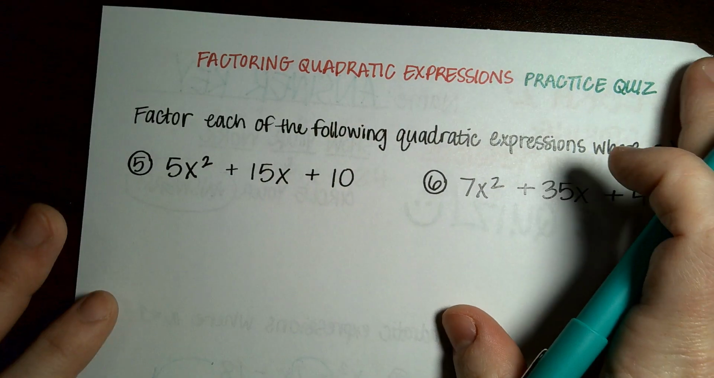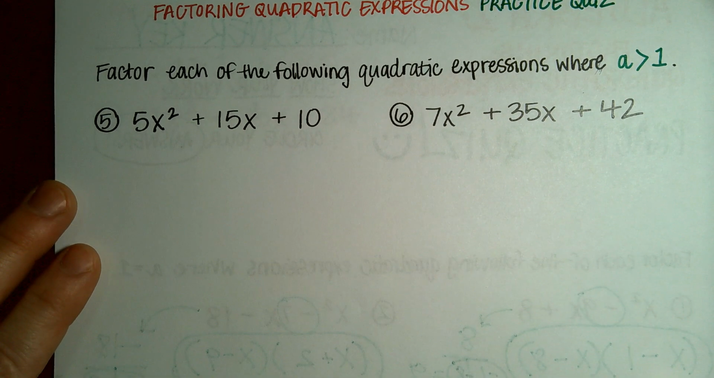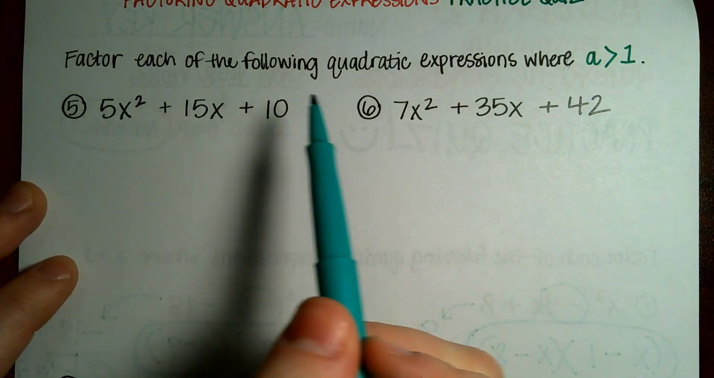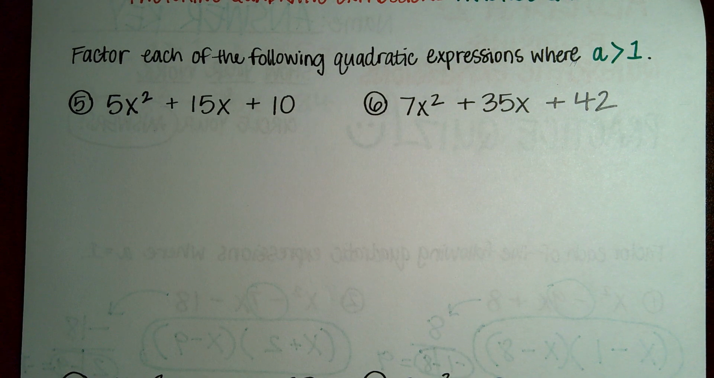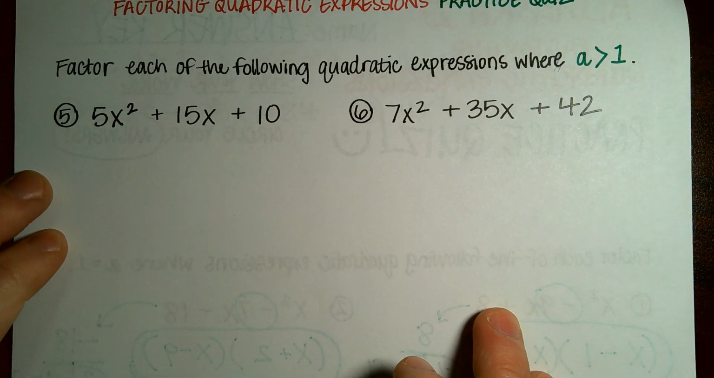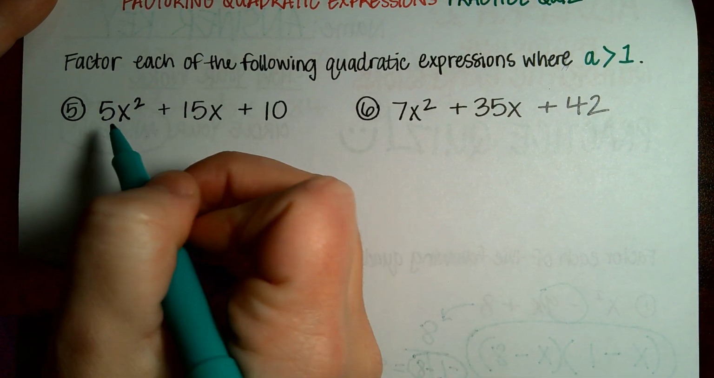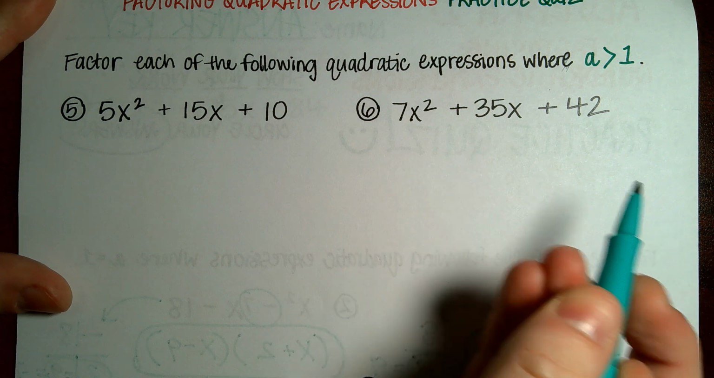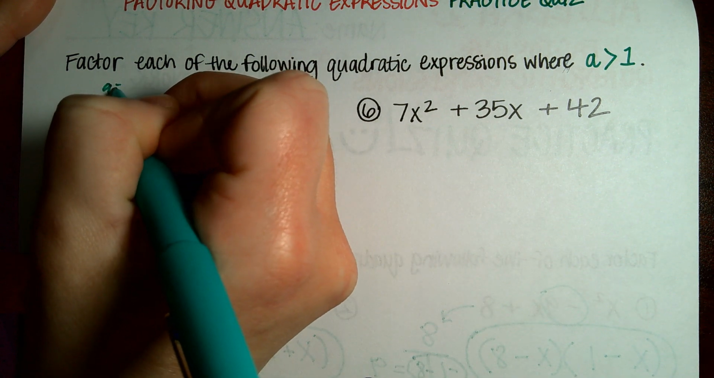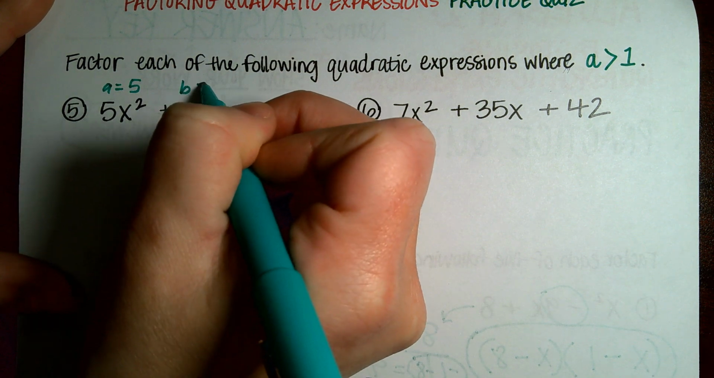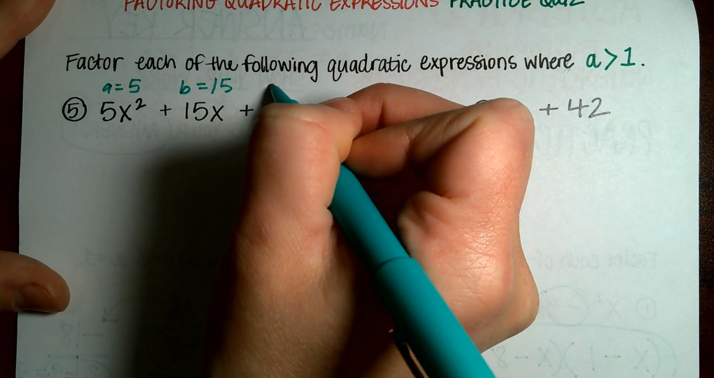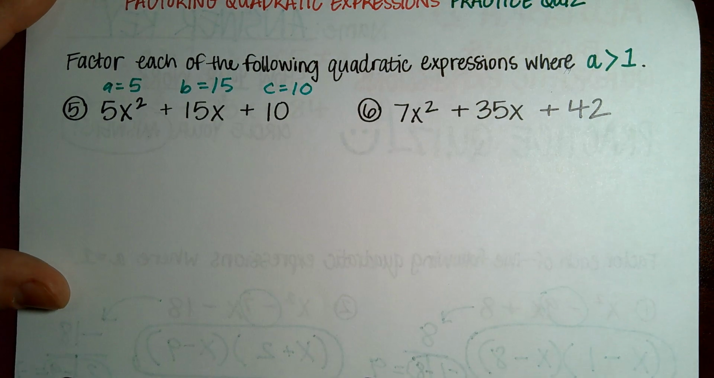Okay, let's look at the second page. This is double-sided, so the second page is on the back of the first. Now we get one step tougher, where each of the following quadratic expressions on this page is going to have an a that is greater than 1. So let's look at number 5. We've got 5x squared plus 15x plus 10. My a is 5, my b is 15, and my c is 10.